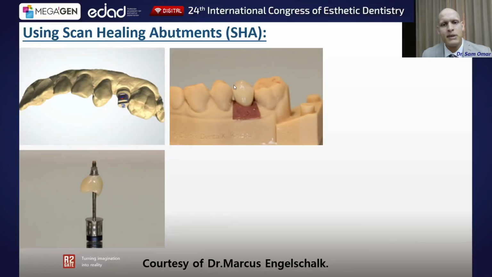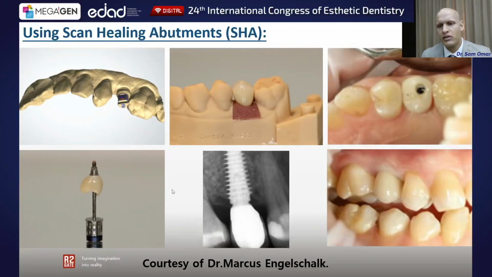We send the information to the lab, and the lab designed a screw-retained restoration for us. This is basically how that looks like. And again, it looks like the amount of bone that was preserved around the neck of the implant actually tells us how important it is to reduce the amount of screwing things on and off the implant.